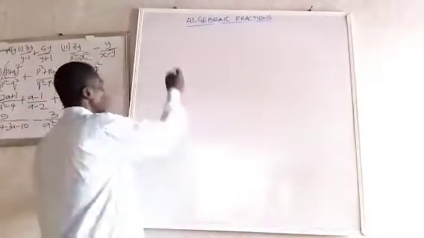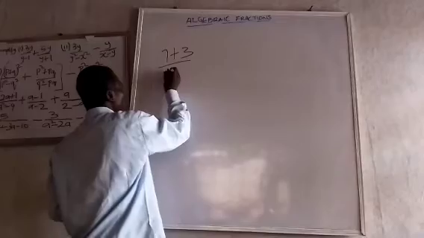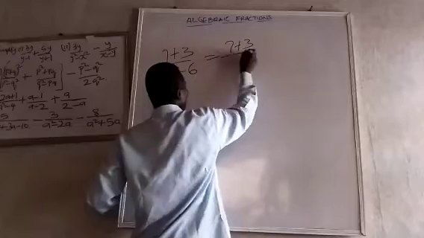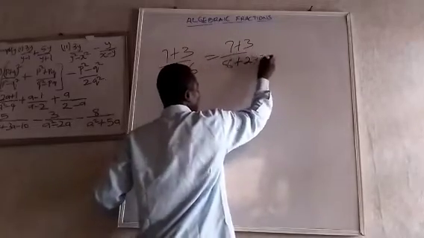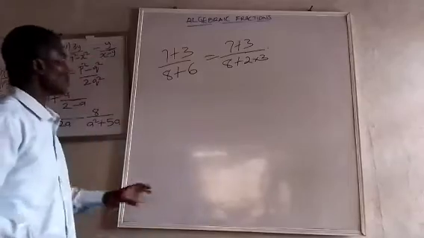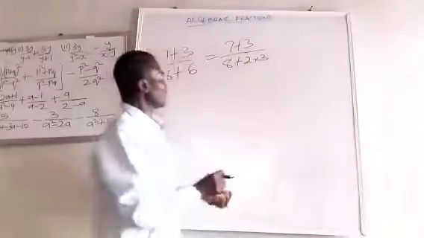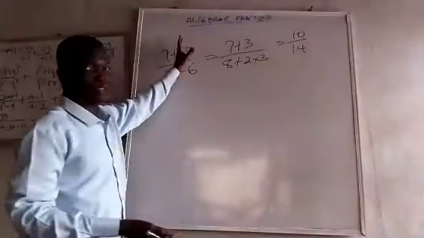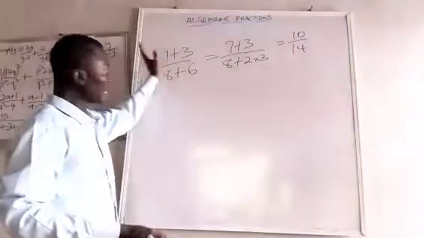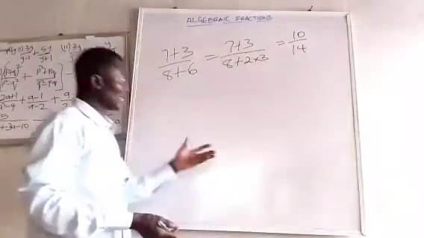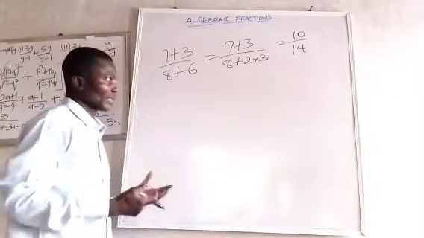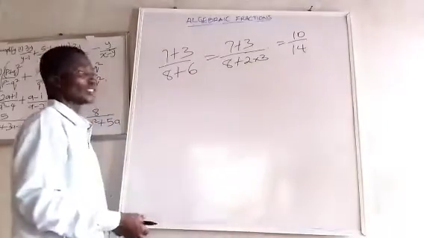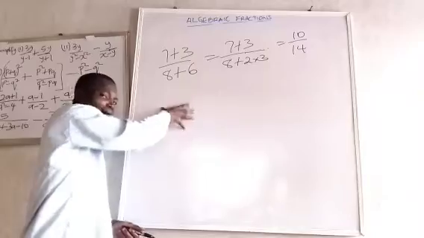In our fractions, when you have 7 plus 3 over 8 plus 6, it's the same thing as 7 plus 3 over 8 plus 2 times 3. You understand? Everything here is 10, and everything here is 14. So, it is not something where you can say, let me deal with this one in the front and leave the one in the back, and later I come and do that one. No. That is why it requires more ingenuity, more interest, more work, so that you'll be able to get the tricks of handling addition and subtraction more.